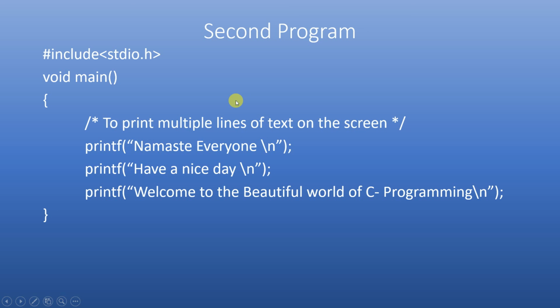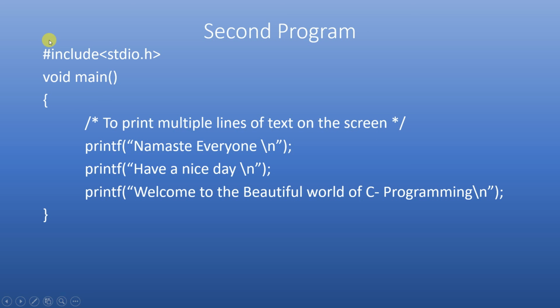So welcome to the second program. This is another very simple program. This prints multiple lines of text on the screen. In the first program, we printed a single line on the screen. Here we will be printing multiple lines. First line will be Namaste everyone, second line will be have a nice day, and the third line will be welcome to the beautiful world of C programming. I print these messages on different lines using \n.